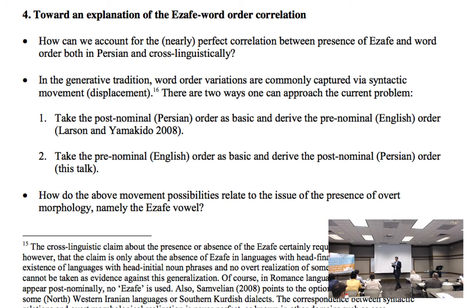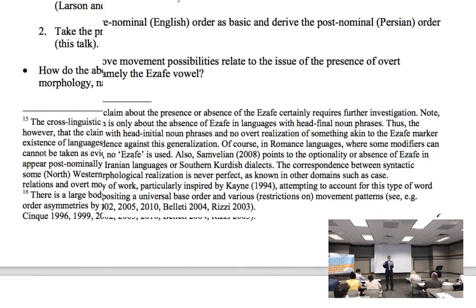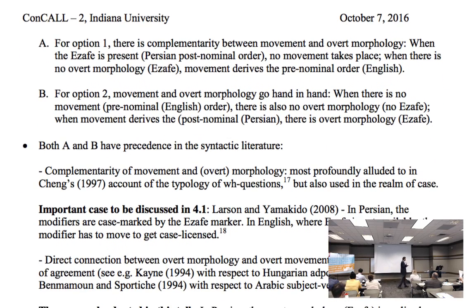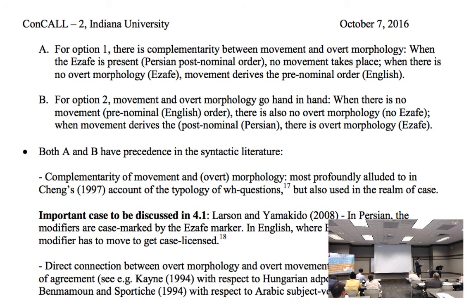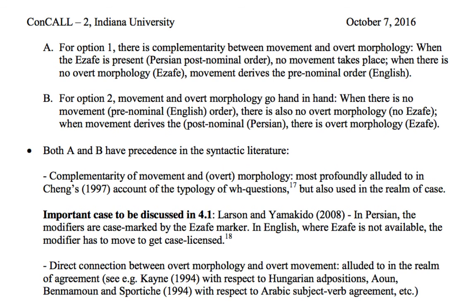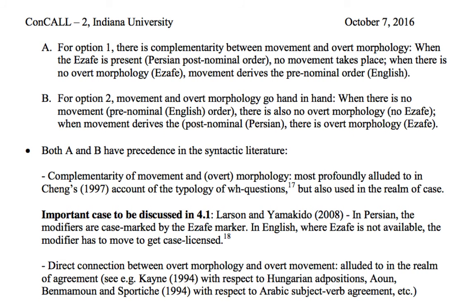So these two different positions, how do these possibilities actually relate to the issue of the presence of this overt morphology, the Ezafe marker? For option 1, basically there's complementarity. So the idea would be that when there's overt morphology, there's no movement. When there is no morphology, then you need to move. Okay, so there's complementarity between movement and overt morphology. For the second option, in fact, movement and overt morphology go hand in hand. So when there is no movement, there's no morphology. When there is movement, there is morphology.